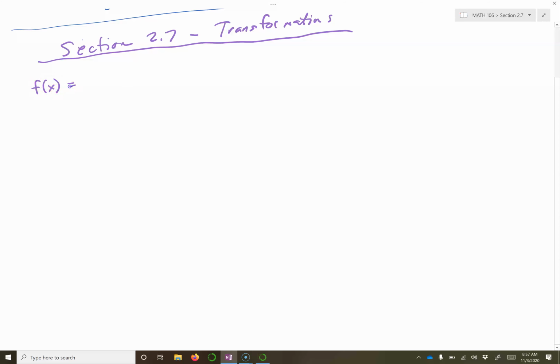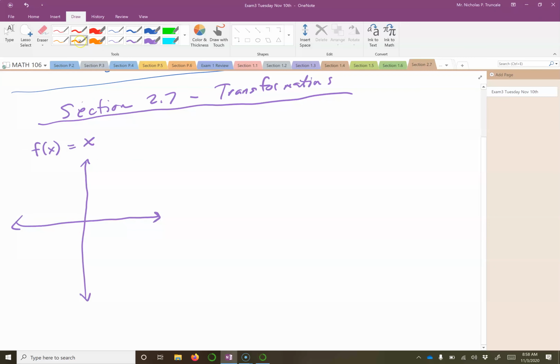f of x equals x, right? f of x is just a line, and this particular one just goes through the origin, and it has a slope of 1. So in this section, we're not super concerned with how perfect you draw everything. So here's f of x. All right, everyone knows that function.